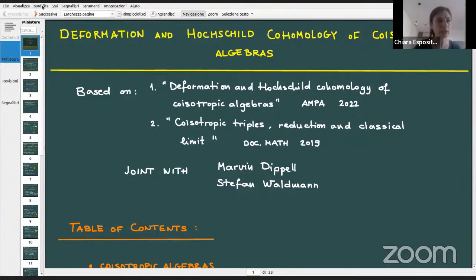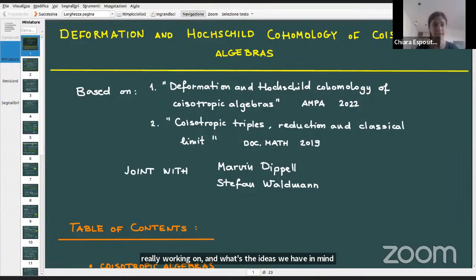First of all, I'd like to give you a rough idea of what the talk is going to be. As Anton introduced me, I will talk about deformation and Hochschild cohomology of coisotropic algebras. This is a presentation based on two papers, both joint with Marvin Dippell and Stefan Waldmann. And there is a final part of this talk that is really about our ongoing project. I want to show you a little bit what we are working on and the ideas we have in mind for the future.